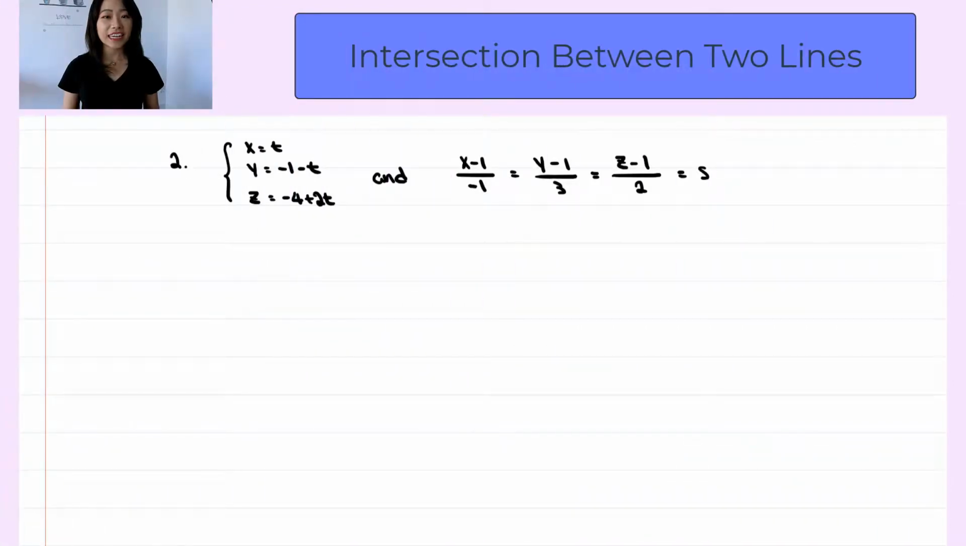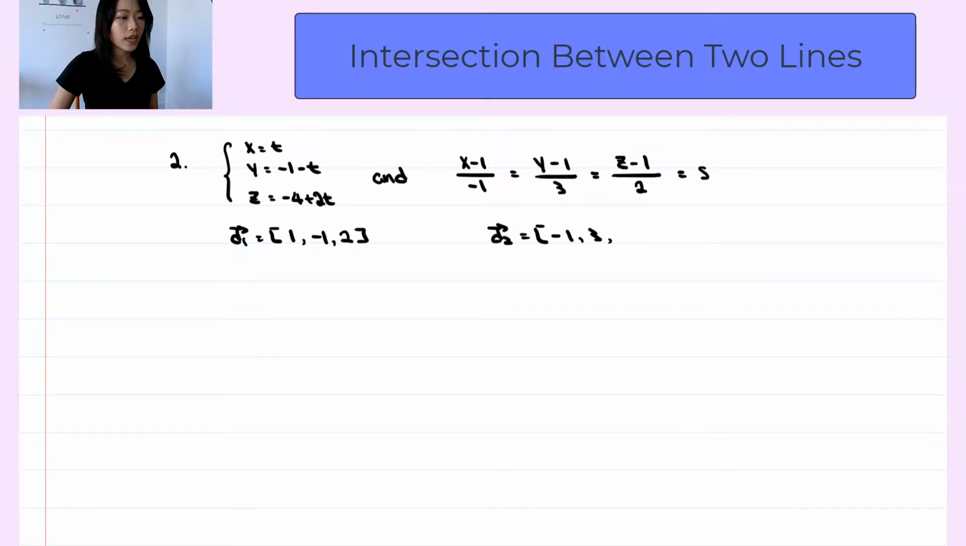Now let's look at the second example. Here we also have 2 lines, but the second line is given in symmetric form, but the steps are the same. First, we need to determine whether the 2 lines are parallel or non-parallel. In the first line, the direction vector has components of 1, negative 1, and 2. In the second line, the direction vector has components of negative 1, 3, and 2. Again, the direction vectors are non-parallel.